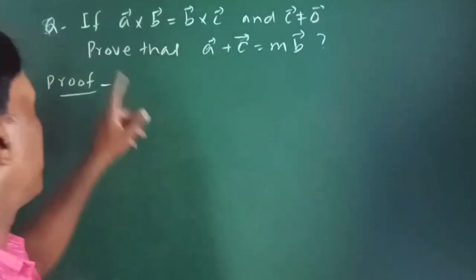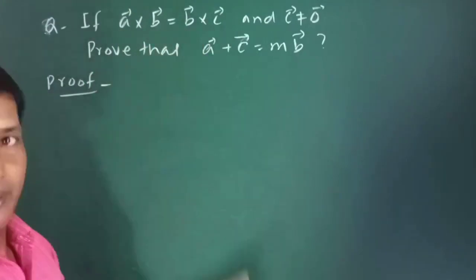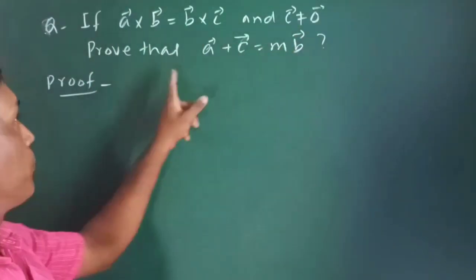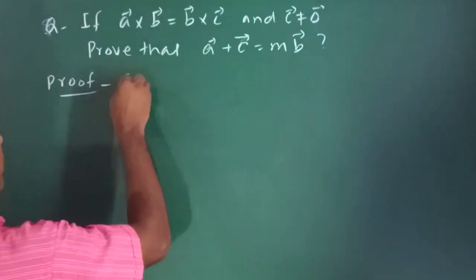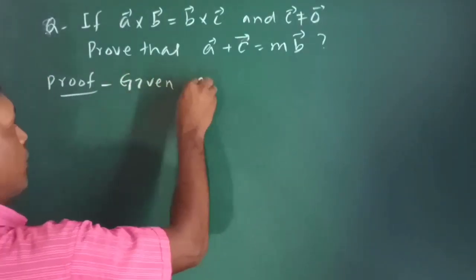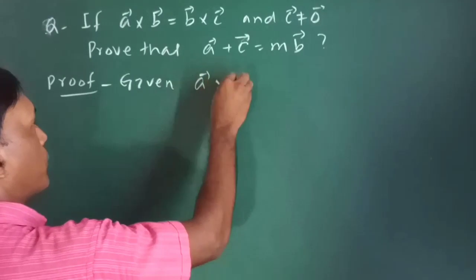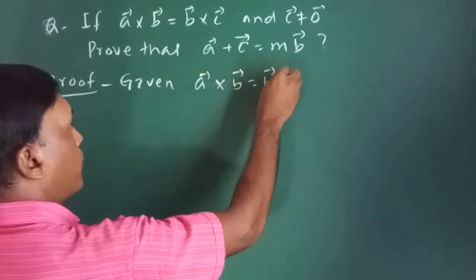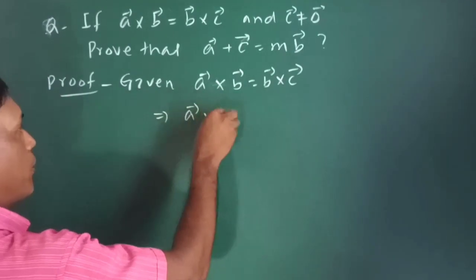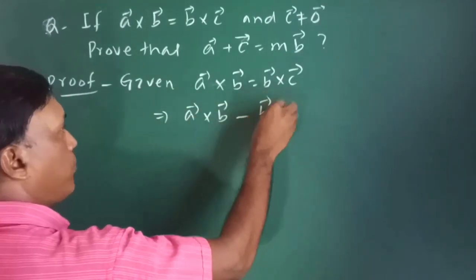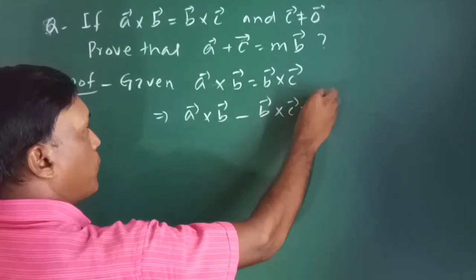An important question is here: if A cross B is equal to B cross C, where B is a non-zero vector, prove that A plus C is equal to m times B vector. Look here, given A vector cross B vector equals B cross C, which implies A vector cross B vector minus B cross C equals 0 vector.